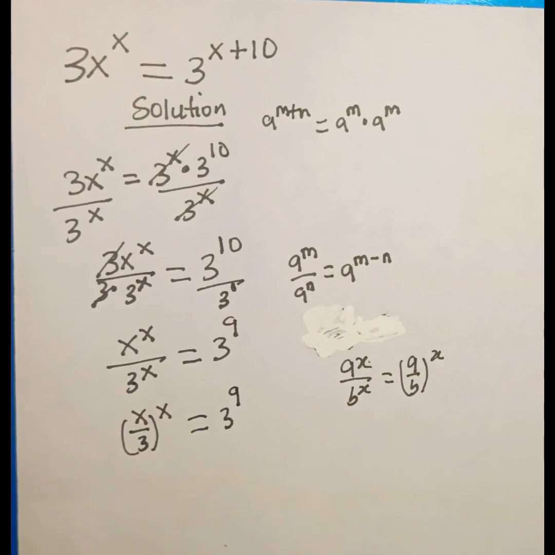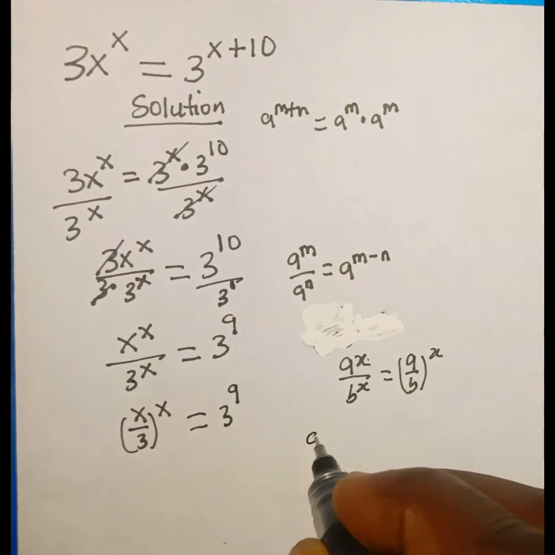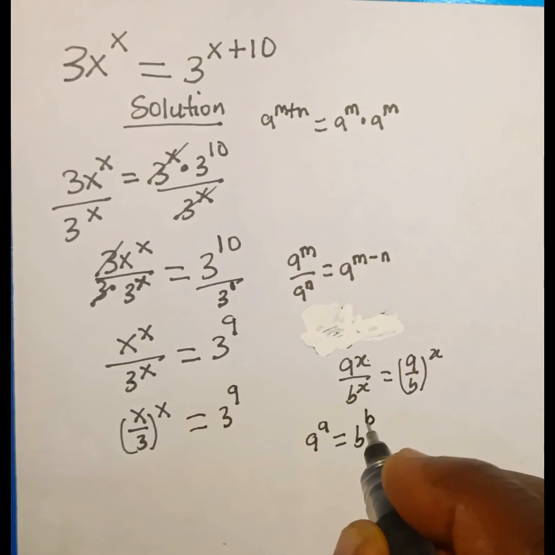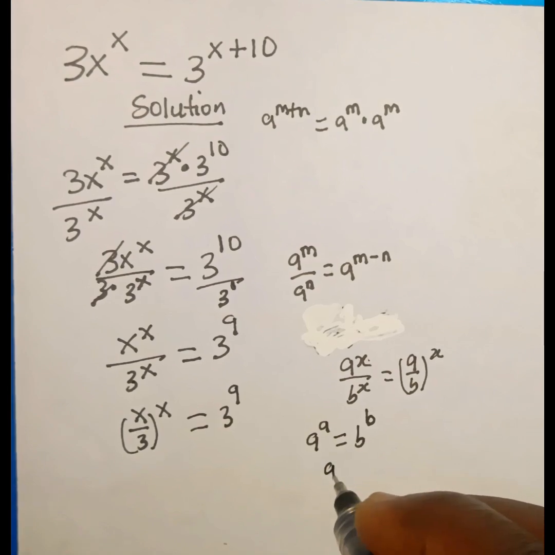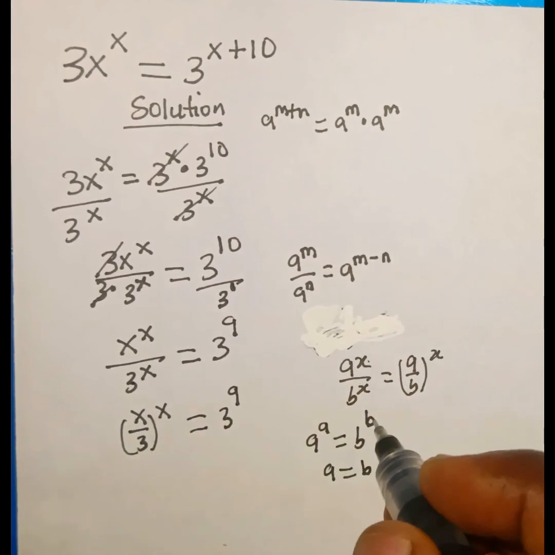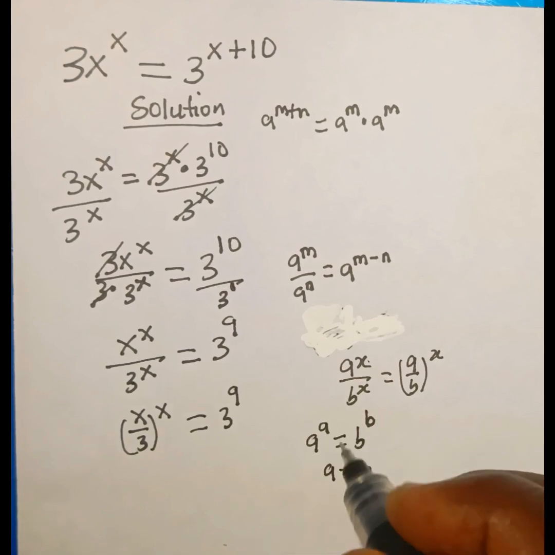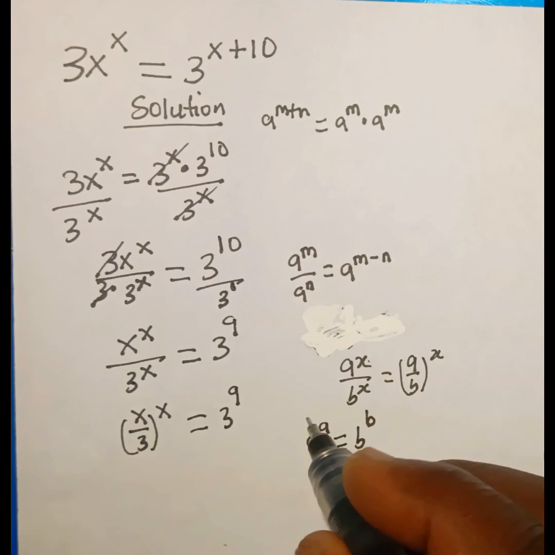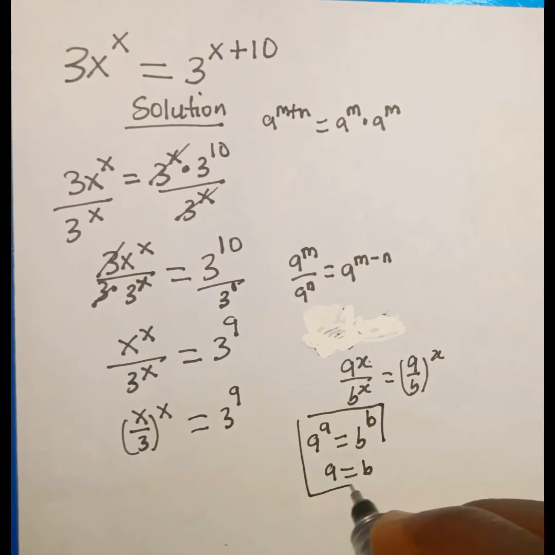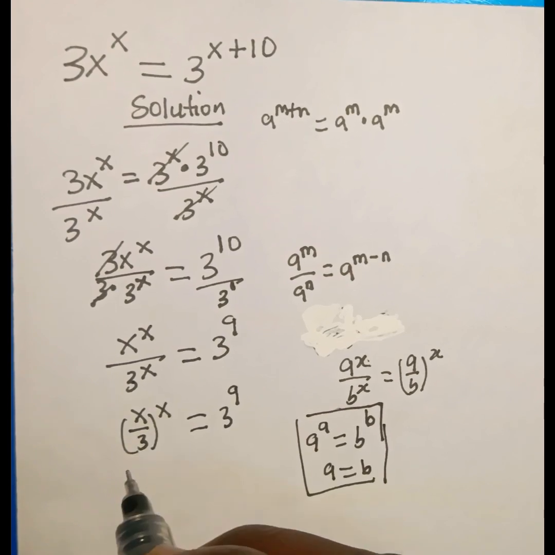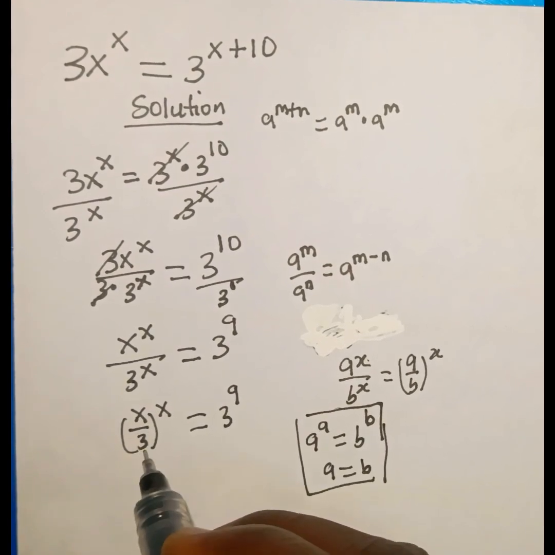Now, in an exponential equation, recall that when we have a^a equal to b^b, this is the same as a equal to b. When the base and the power are the same on the left hand side, and also on the right hand side, we just pick one here and pick one there and equate. This is going to be our value. So we want to write our equation into this form so that we can make the power and the base to be the same. Here we have x over 3.